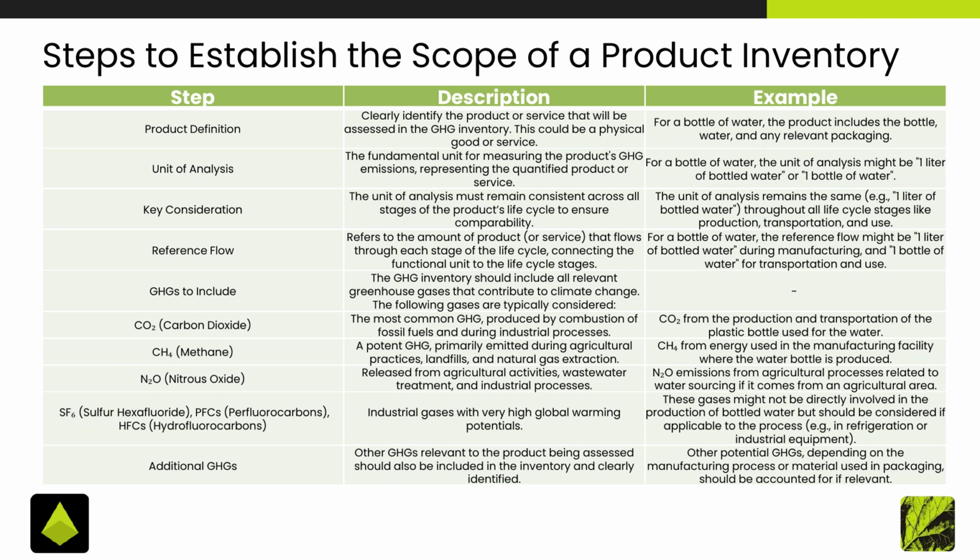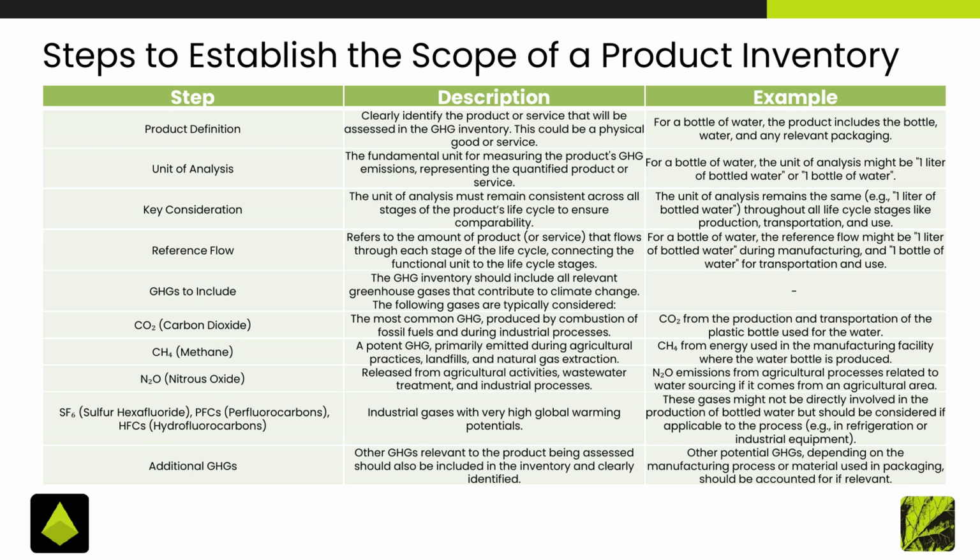Let's examine the steps to establish the scope of a product inventory. First, we define the product to include all physical goods or services. For a bottle of water, for instance, this includes the bottle, water, and any related packaging. Next is the unit of analysis, which sets the foundation for measuring the product's emissions, such as a liter of water. Key consideration is the technology used, from production to disposal, like transportation and usage in different countries.